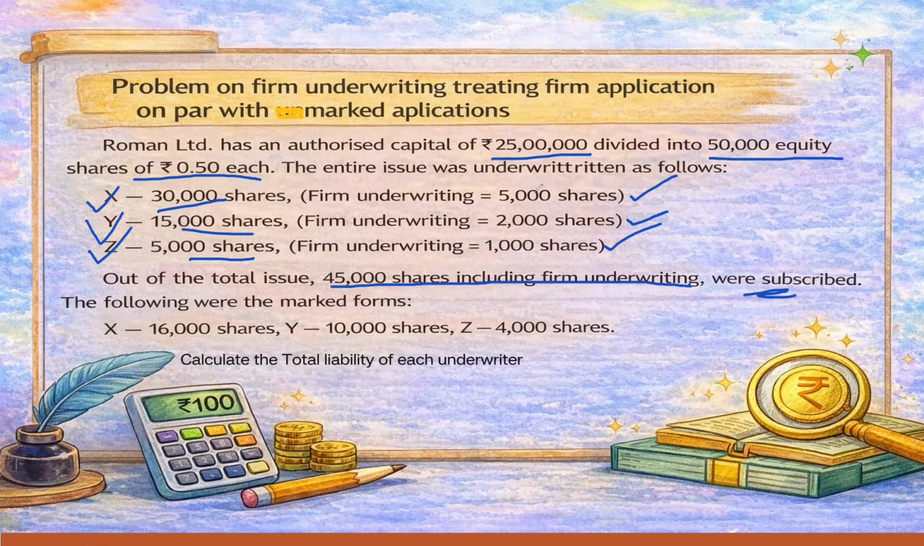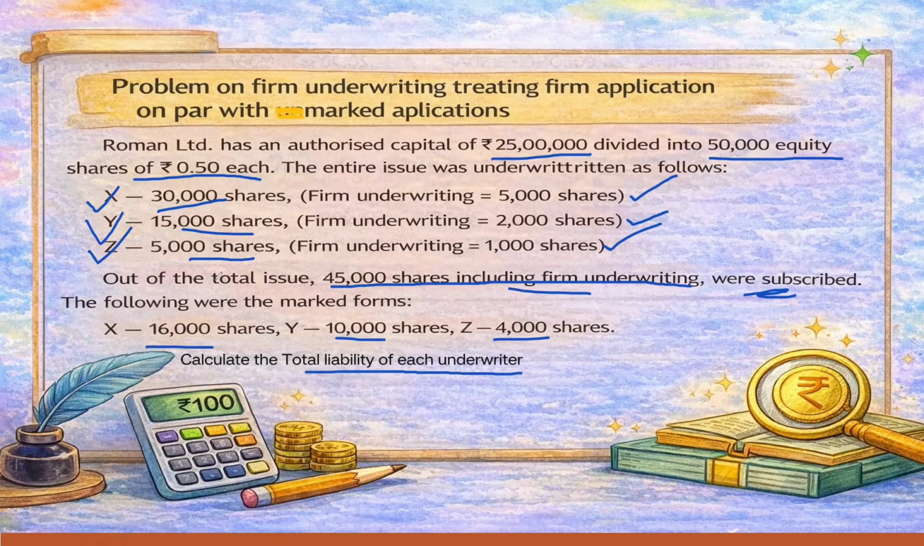So this question is for including firm underwriting. The previous question was excluding firm underwriting. So subscribed, the following were the marked applications: 16,000 in case of X, 10,000 in case of Y and 4,000 in case of Z. Calculate the total liability of each underwriter.